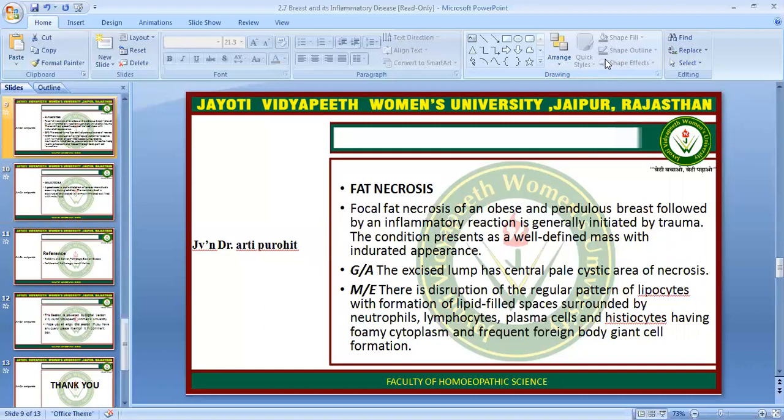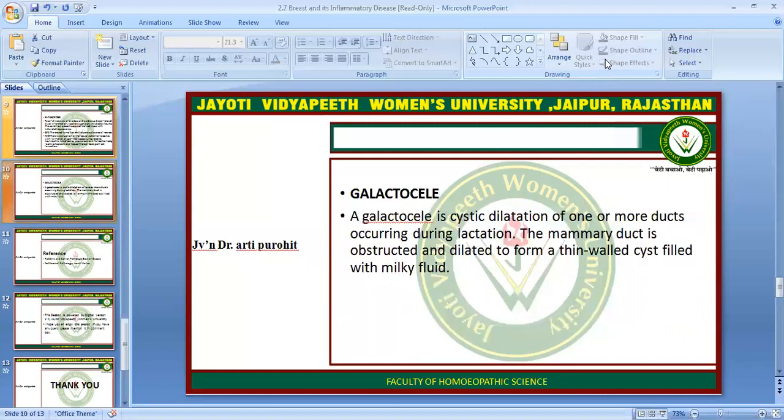The excised lump has central pale cystic area of necrosis, and there is a disruption of the regular pattern of lipocytes with formation of lipid-filled spaces surrounded by neutrophils, lymphocytes, plasma cells, histiocytes having foamy cytoplasm and frequent foreign body giant cell formation. There is one another thing.